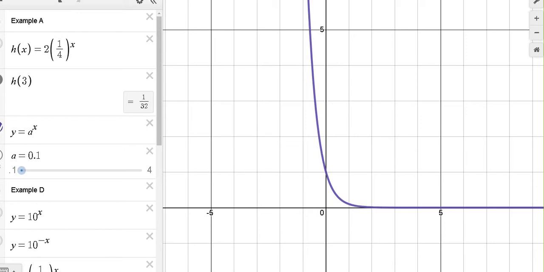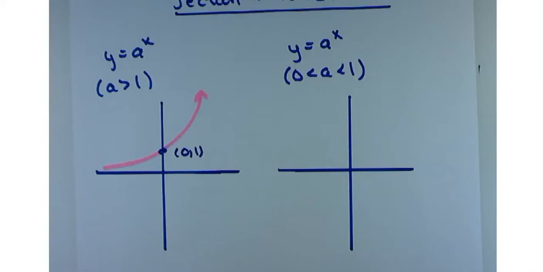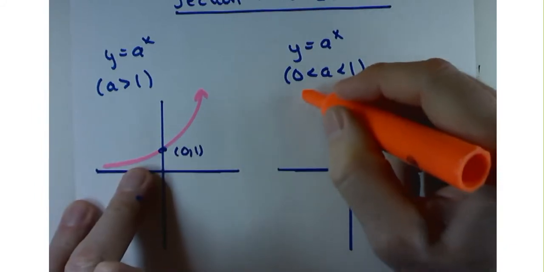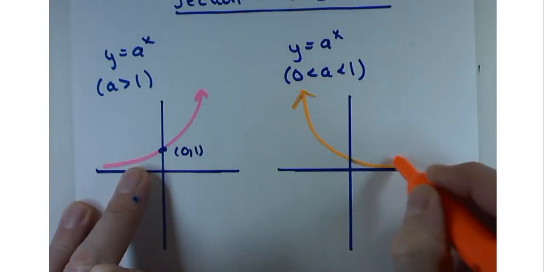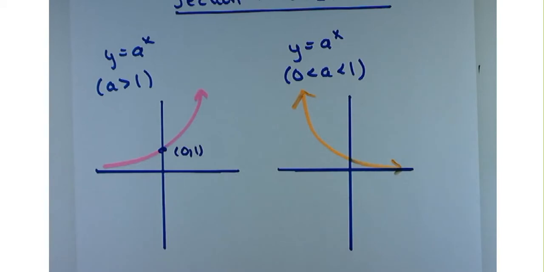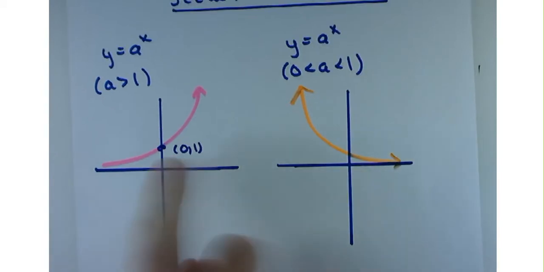So let's put that on our little sheet as well. So that's going to be your decreasing function, like that. And again, it's going to pass through 0, 1. I'm sorry that they're not a little bit more even in height.